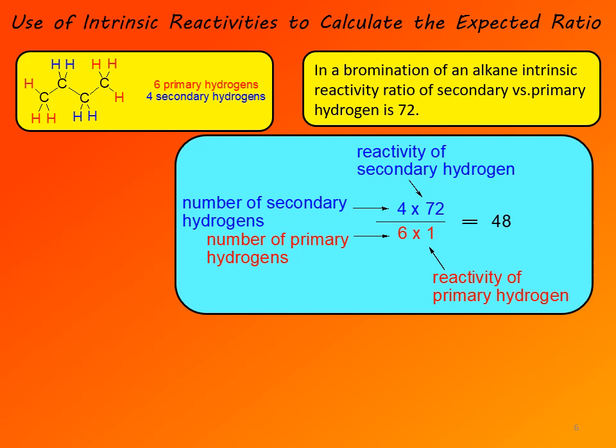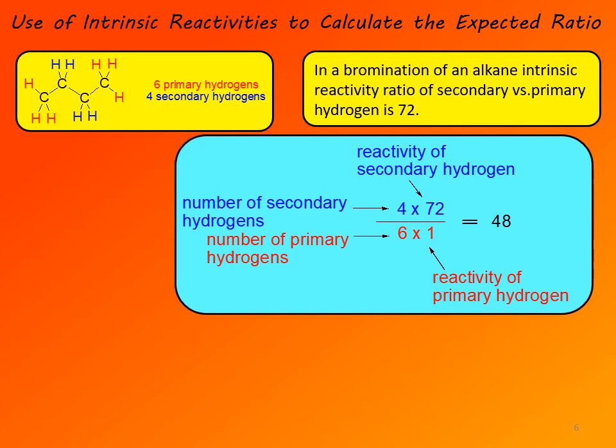We calculate that by using number of secondary hydrogens, that's 4, multiplied by reactivity. So 4 times 72, that's going to be total amount of 2-bromobutane. And then divide that by total number of expected formation of 1-bromobutane, which is 6 primary hydrogens, multiplied by reactivity, 1. Because if intrinsic reactivity ratio is 72, that means 72 to 1. Secondary versus primary is 72 to 1. We simply ignore 1, list it as 72.